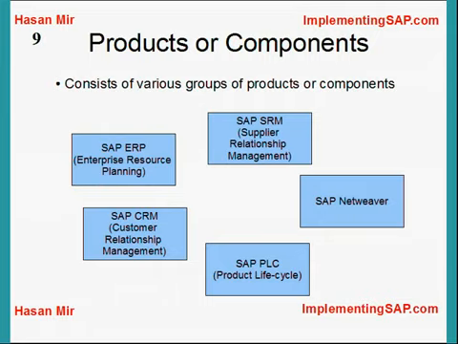So SAP AG produces SAP business software called SAP ECC. You can divide SAP ECC into products and components. The major products and components of SAP software are SAP ERP, enterprise resource planning, SAP CRM, customer relationship management, SAP SRM, supplier relationship management, SAP NetWeaver, which is the technology stack running underneath the whole business application, and SAP PLC, product life cycle.